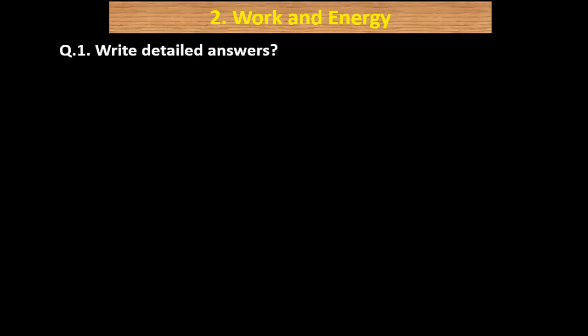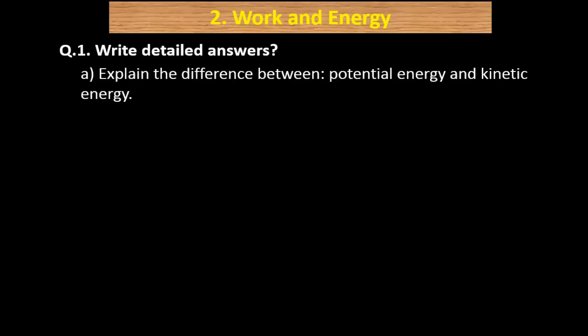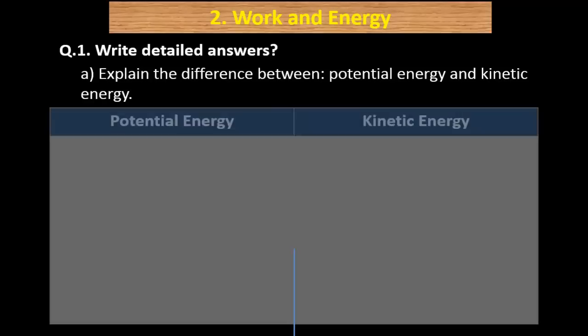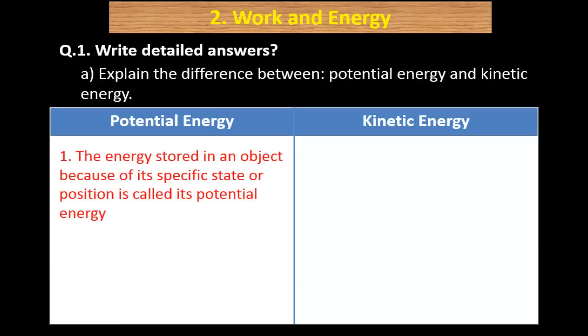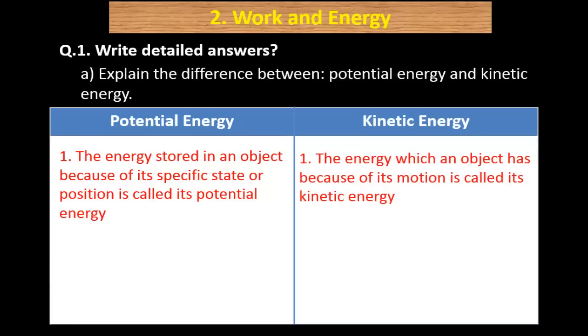Dear students, now question number 1, write detailed answers. A. Explain the difference between potential energy and kinetic energy. 1. The energy stored in an object because of its specific state or position is called its potential energy. The energy which an object has because of its motion is called its kinetic energy.